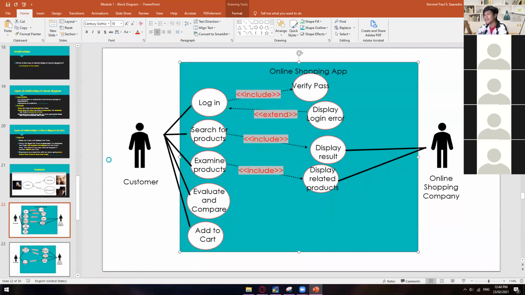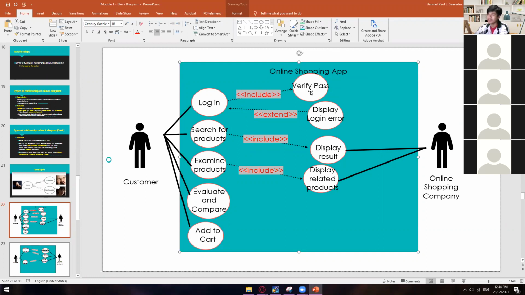So you can have include only, okay? So sometimes, yeah, you can have as many extend as you want, but you only need to have one include. Okay, so when you see one include, if you have many functions on that certain action, you can include it here.